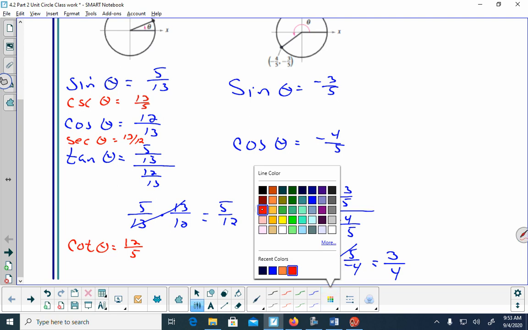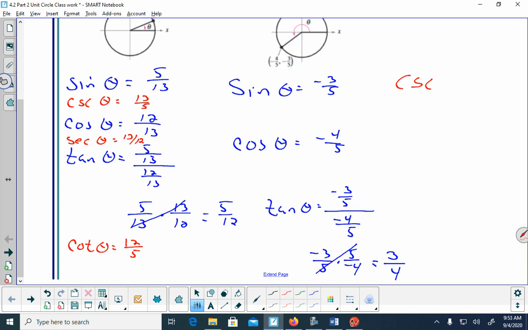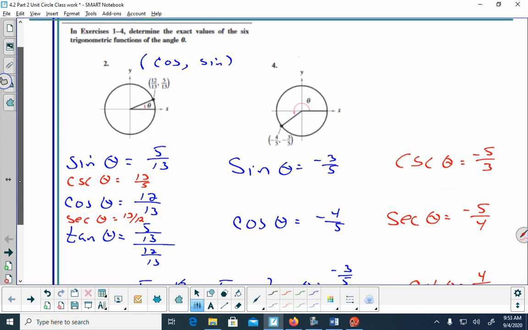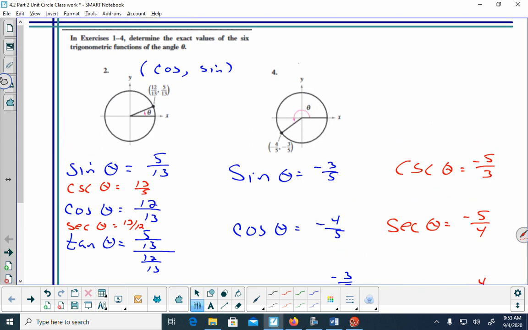To find my reciprocals, the reciprocal of sine is cosecant, and that's going to be -5 over 3. The reciprocal of cosine is secant, that's going to be -5 over 4, and the reciprocal of tangent is cotangent, and that's going to be a positive 4/3. So that's how I do the 6 trig functions when I'm given a specific ordered pair.